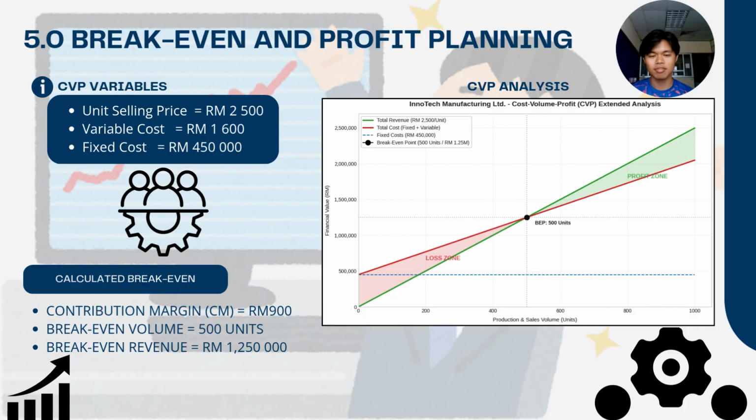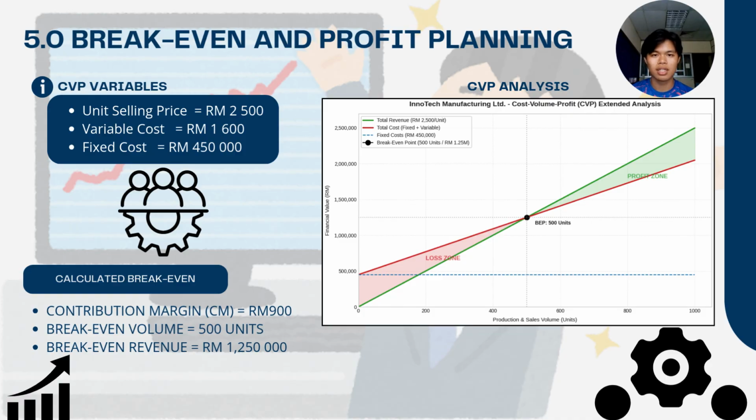Moving on to section 5, break-even and profit planning. In section 5, we cover our cost volume profit analysis or CVP analysis. So by subtracting our variable costs from our unit selling price, we find that our CM, contribution margin per unit, is 900 ringgit. This means every single unit sold leaves us 900 ringgit to chip away at our fixed overhead.